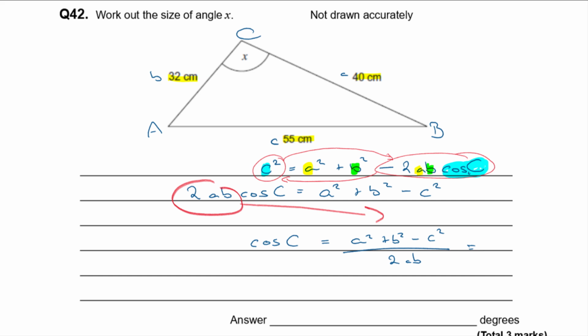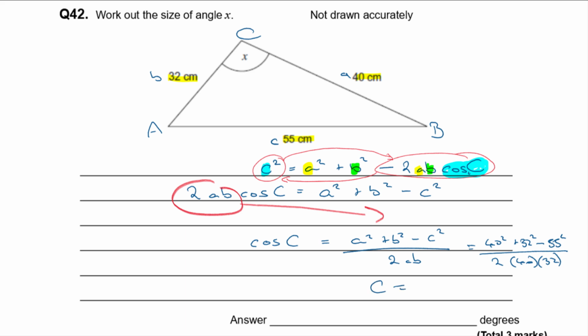So a squared is going to be this 40 over here, 40 squared, plus b squared, that's the 32 squared, minus c squared, that's going to be the 55. Okay, and that's divided by 2 times a, which is 40, times b, which is 32. So, and then we need to take the inverse cosine of that then, don't we?